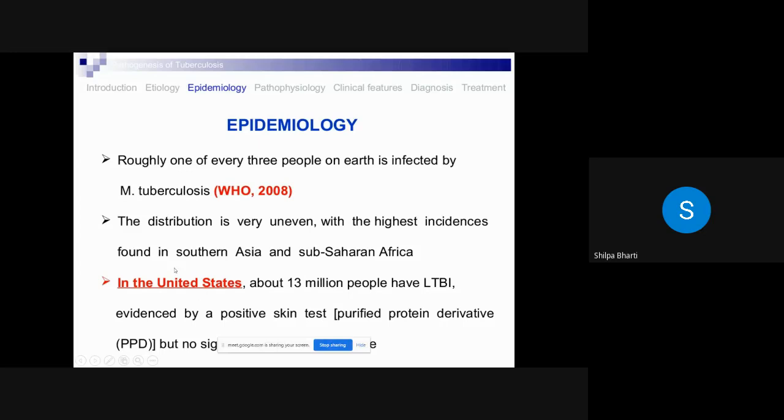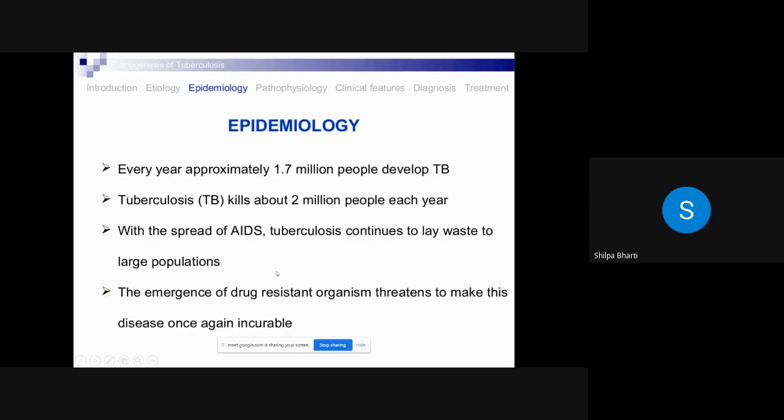उसके according. So although the distribution is very uneven, as I have told you, high incidence is found in South Asian and sub-Saharan African countries. Okay, so this is data about the United States. Although the United States may have cases, but not that much as compared to these other countries. Okay, so that's associated with that. And every year, approximately 1.7 million people die of TB, and it kills about 2 million people each year.